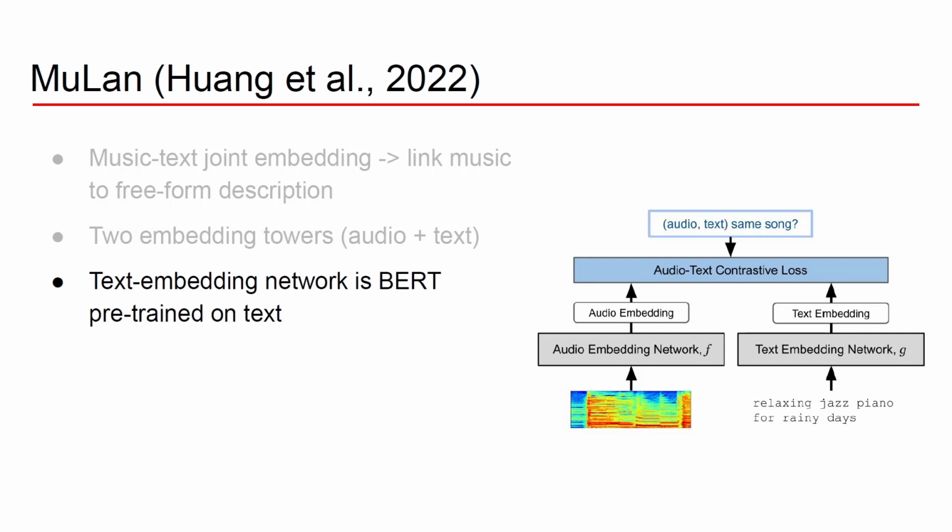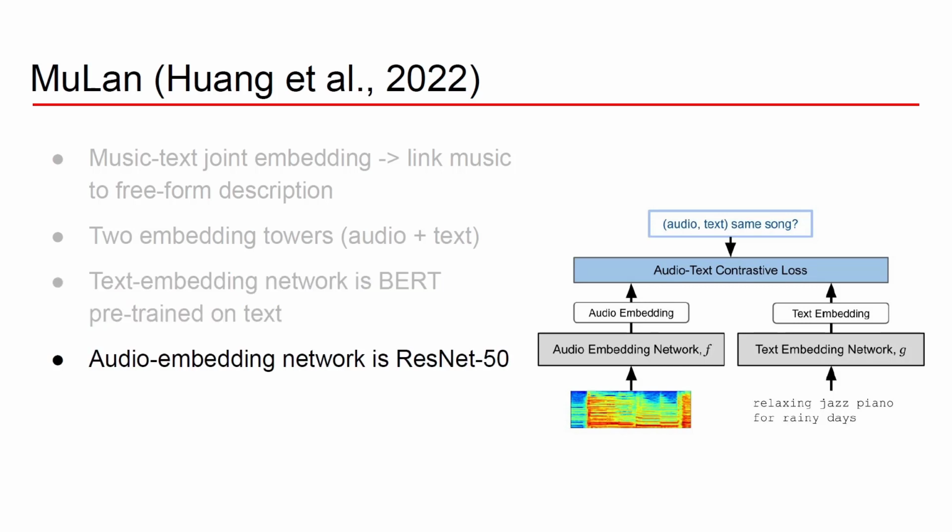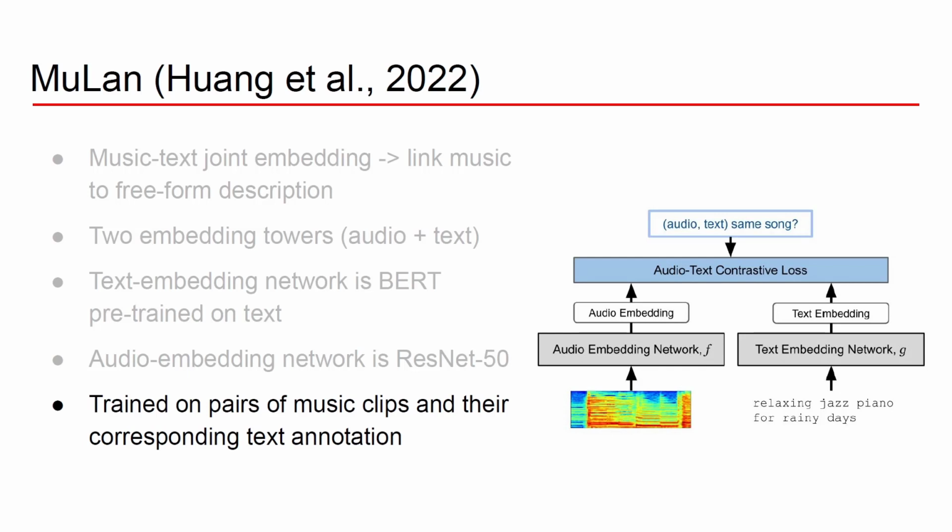The embedding network for text is BERT pre-trained on text. And then for the audio embedding part, we have a simple ResNet 50 model trained on spectrograms. They train MuLan on pairs of music clips and their corresponding text annotation, and they use contrastive loss so that they can arrive at these cross-modal embeddings that have information about both text and the music. So why is this a very interesting model? Well, because now all of a sudden you can have embeddings that are connected for music and descriptions. So if you have a piece of music, then you can get the relative text description via this joint embedding and vice versa. And this is a trick that they'll use here for the MusicLM model, and it works pretty well, as we'll see.